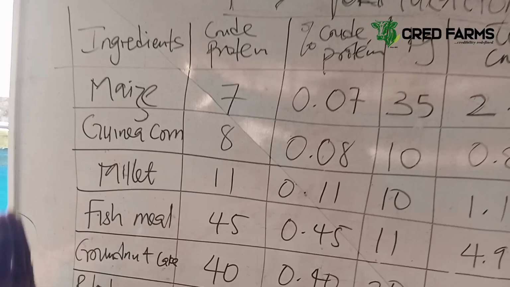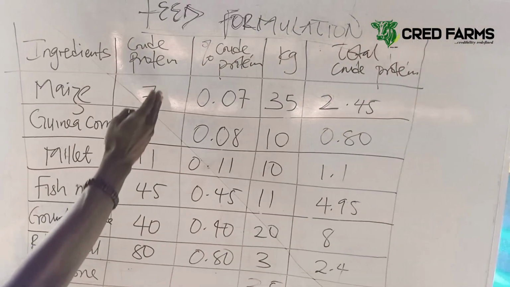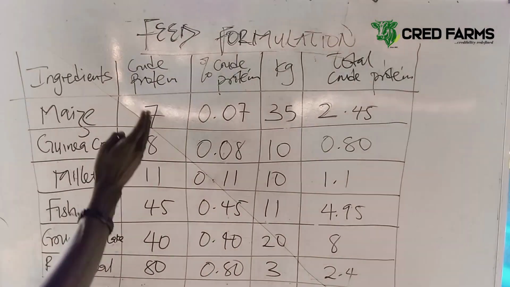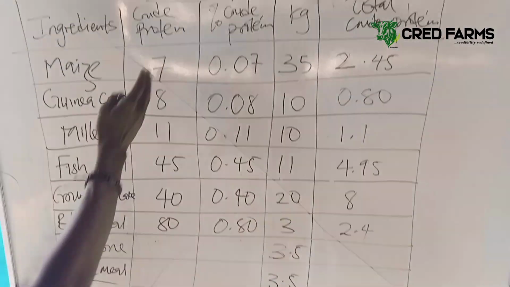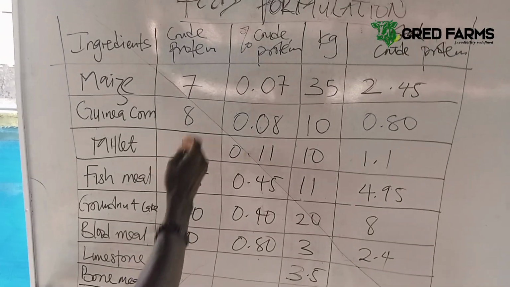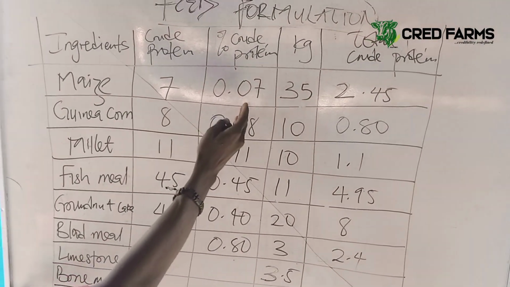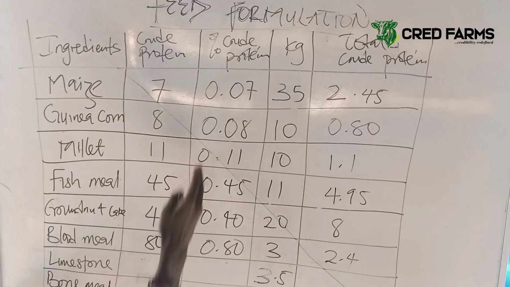When you have the feed materials, you have to look for the crude protein of each of those materials. It's always given. You don't have to stress your head. I didn't calculate any of this. I got it. It's always given. Then you proceed to your percentage crude protein. You divide everything by 100. It gives you this percentage.